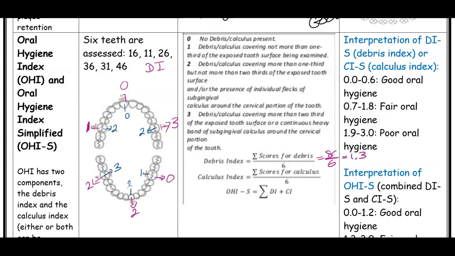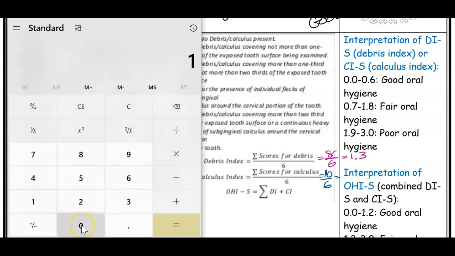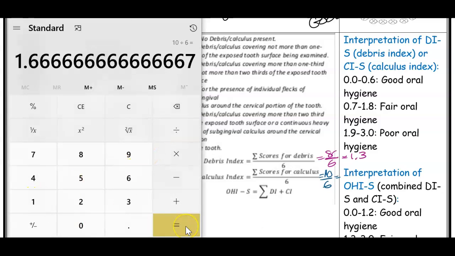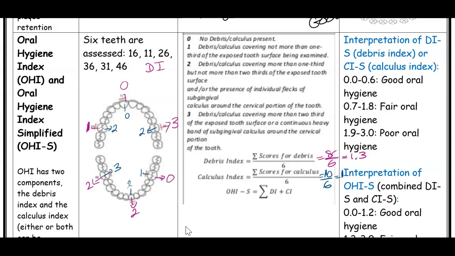Then let's look at the calculus index. When we're looking at the calculus index, I'm getting 2 plus 0 plus 2, so 4, 5, 6, 7, 8, 9, 10. So here I'm getting 10, and you divide it by 6. The reason why we're dividing by 6 is because there are 6 teeth that we looked at. So 10 divided by 6 is equal to 1.7. I'm just going to round it up.